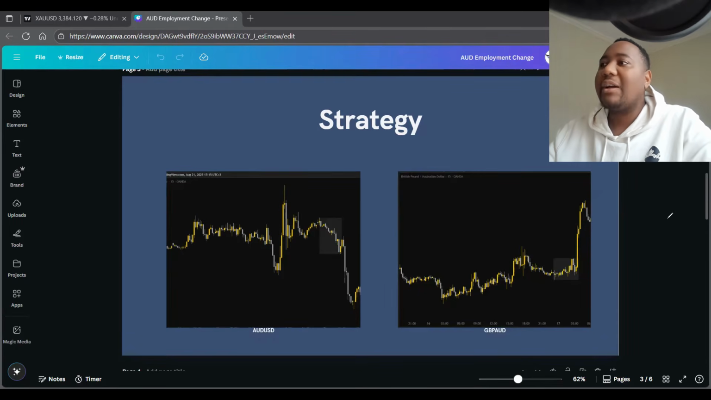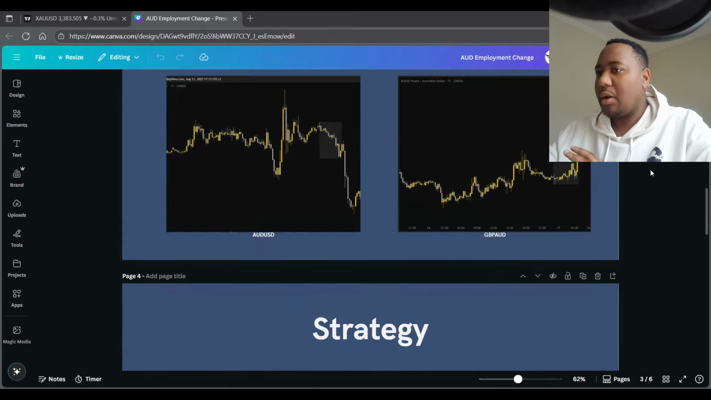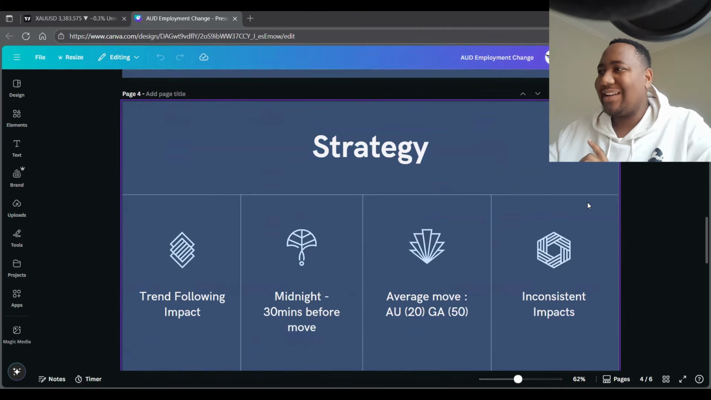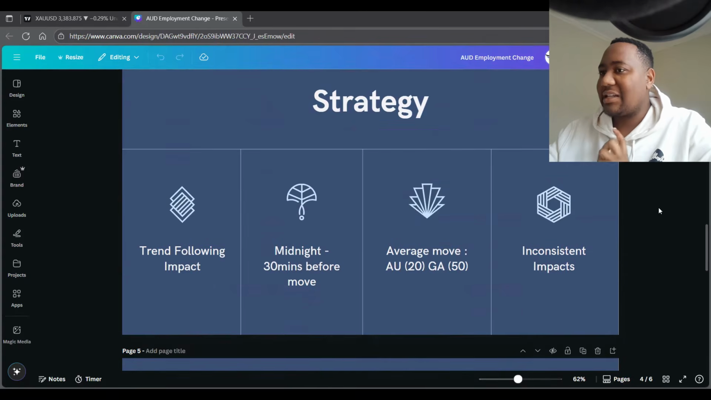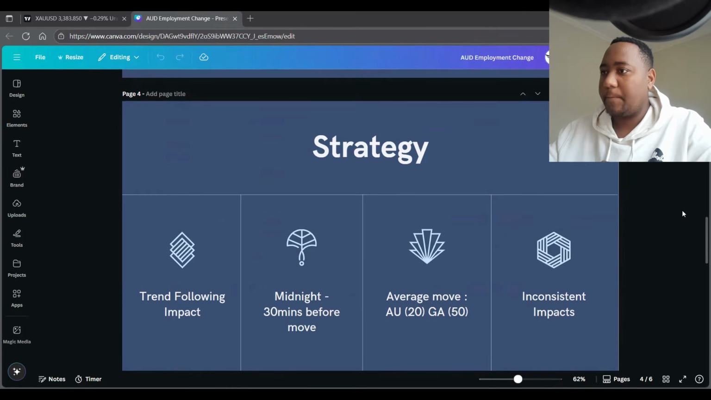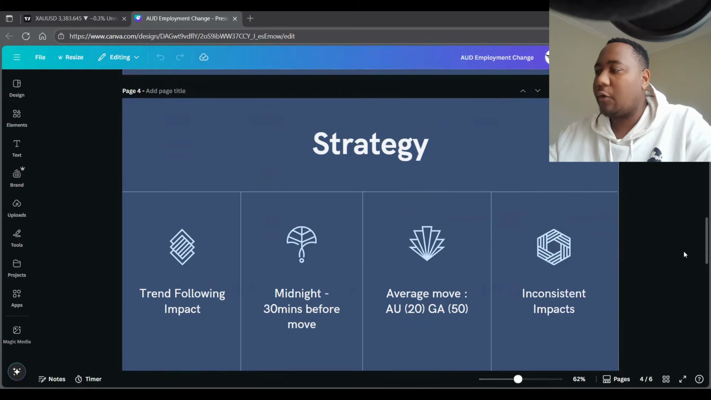Every news event behaves differently, so I have different types of videos you can watch for each and every news event. Understood? Now let me repeat it again. Number one, this is a trend following impact. Number two, midnight to 30 minutes before the move, you can take that whole trend, and that's the trend that's going to follow.